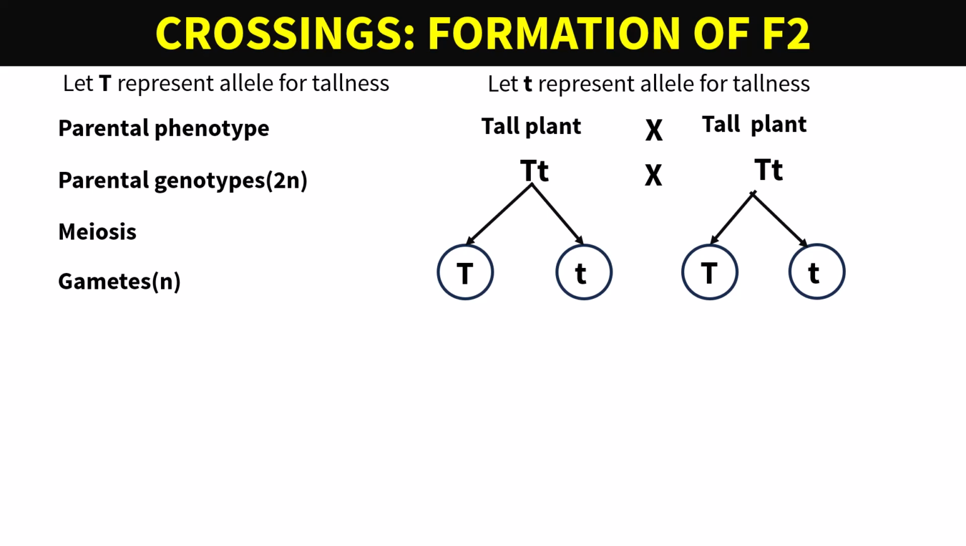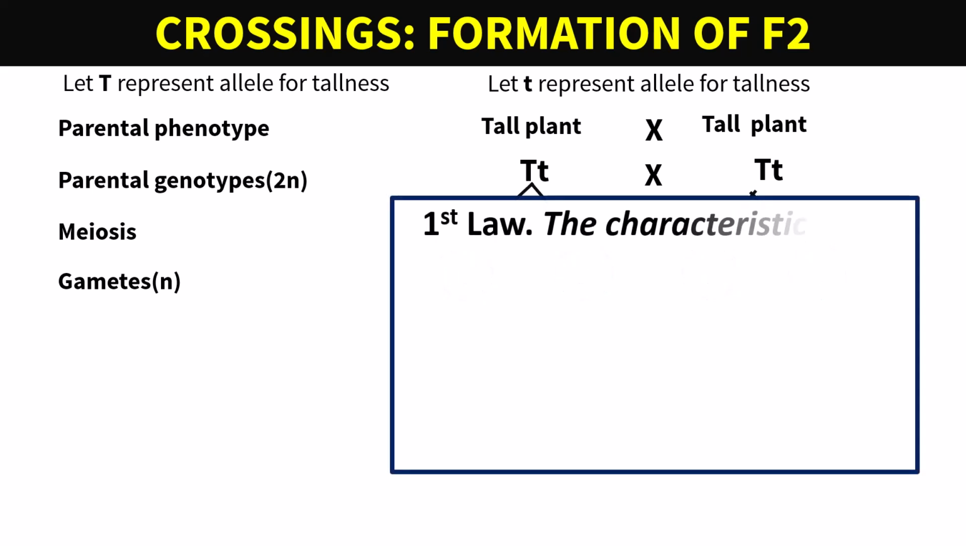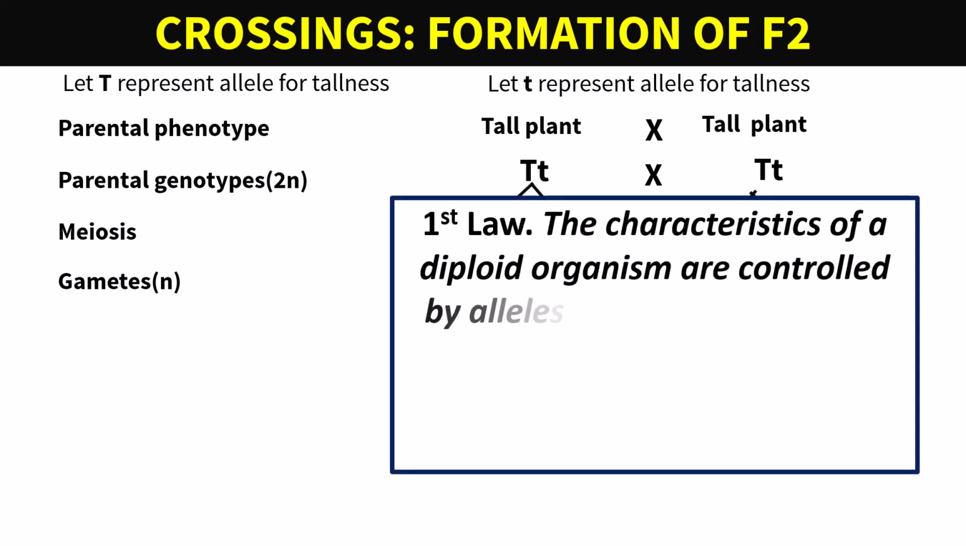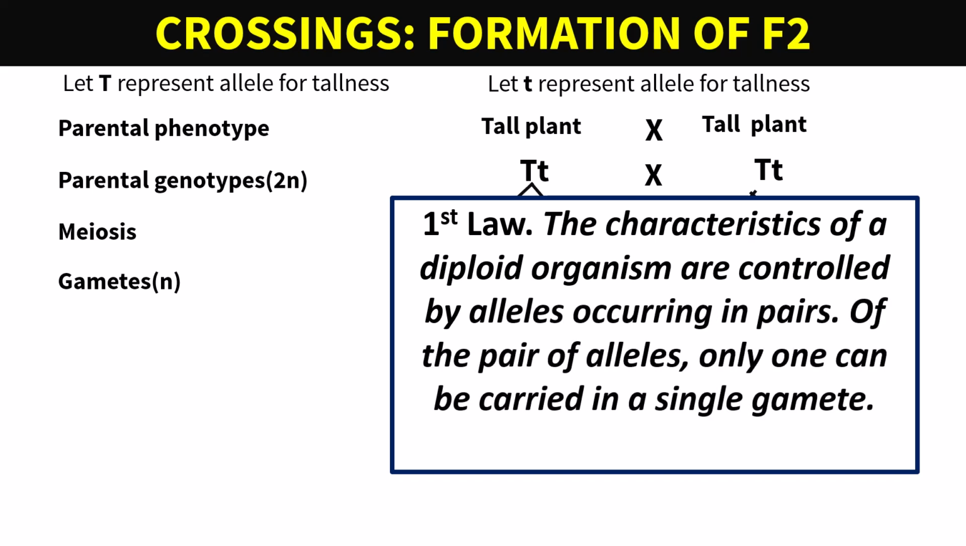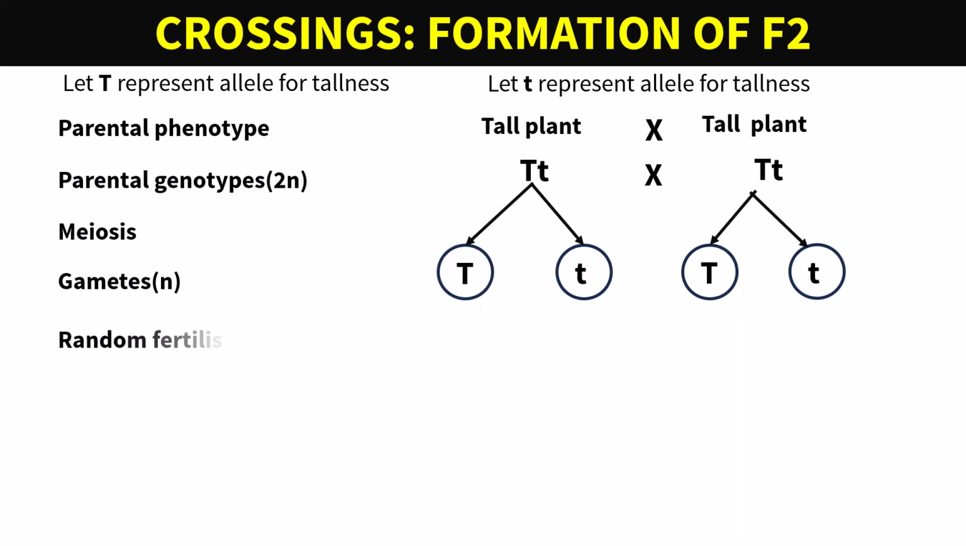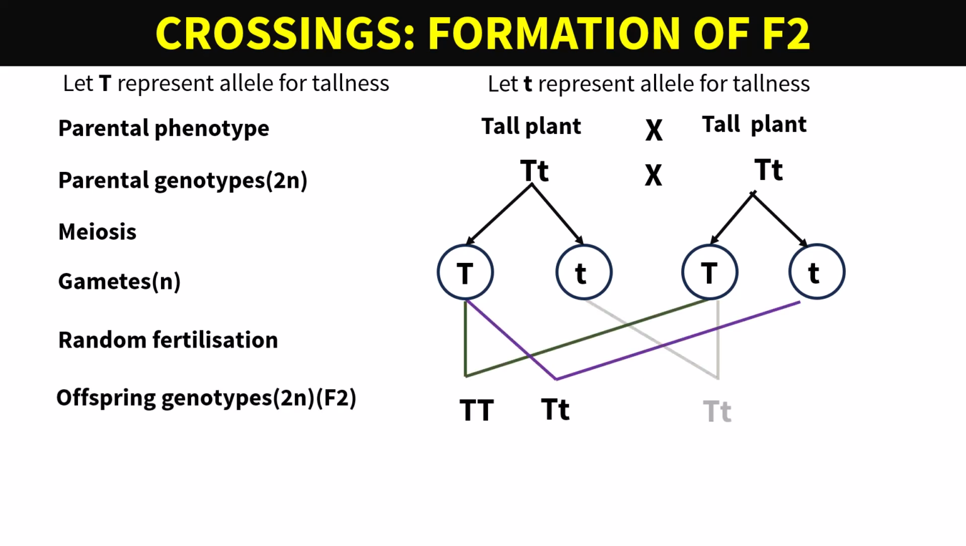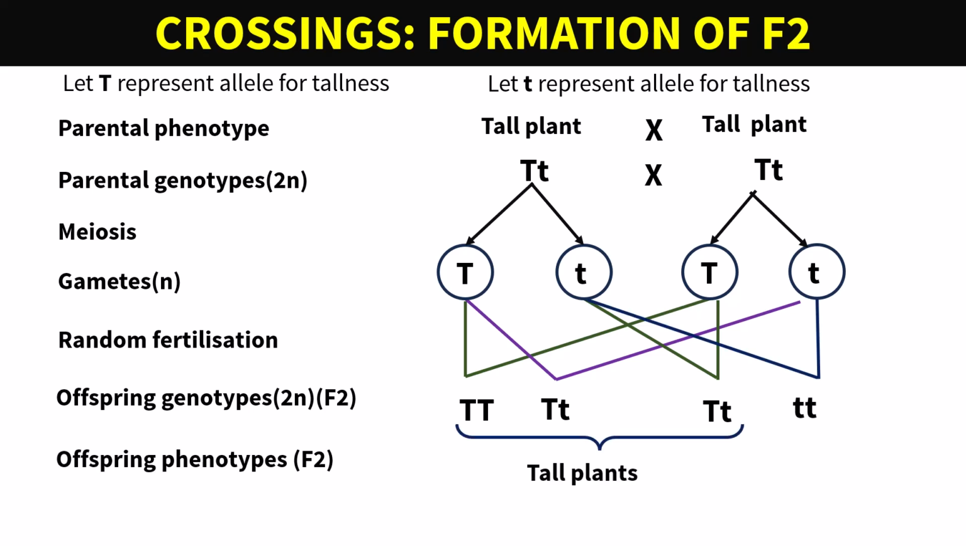The characteristics of a diploid organism are controlled by alleles occurring in pairs. Of the pair of alleles, only one can be carried in a single gamete. This is also known as the principle of segregation. Random fertilization forms the offspring genotype of the F2 generation. In physical appearance, 3 are tall plants and 1 is a short plant.